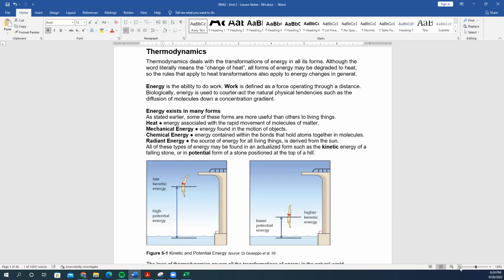Now, energy is the ability to do work, and work is defined as the force that is applied and operating through a distance. Biologically speaking, energy is used to counteract, to offset that natural physical tendency, such as, for example, the diffusion of a molecule down a concentration gradient. The diffusion of a molecule down a concentration gradient doesn't require any energy, but try to counteract that.